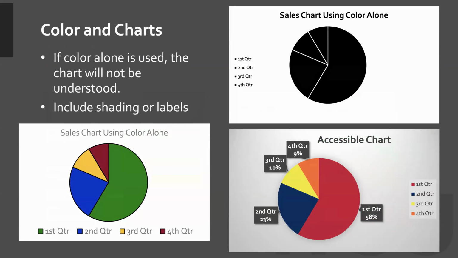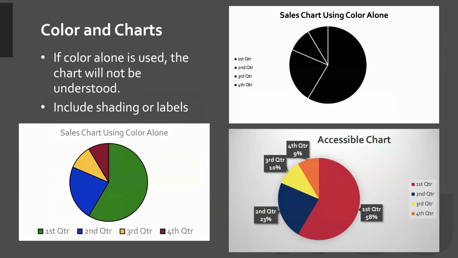So the next slide is color and charts. So I've got some charts here. I just mentioned this before, but if color alone is used, the chart will not be understood. Consider including shading or labels. So on the bottom left, I have an example of a chart that has a pie chart on it, and it's using color only to identify the first, second, third, and fourth quarters. No numbers, no other identifying markers.